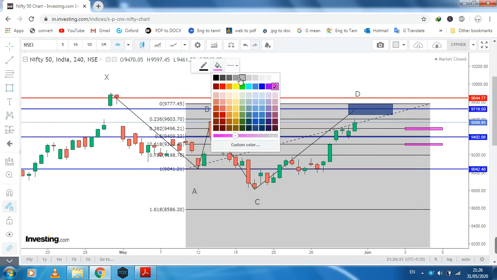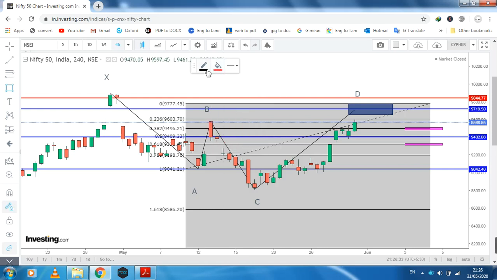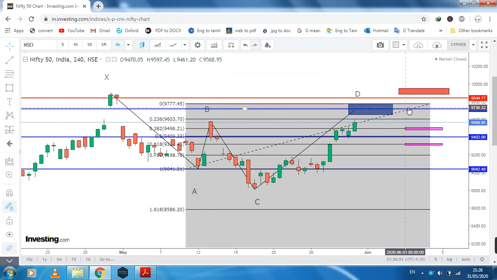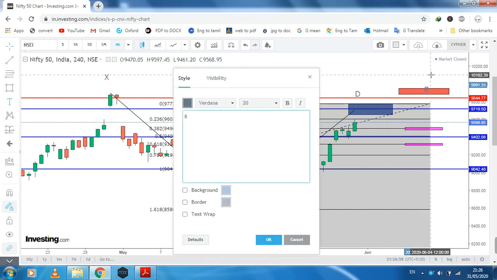And where is the stop loss? You draw a stop loss also. This is above X. You need to draw the stop loss. The entry point, target 1, target 2, and another thing is the stop loss.